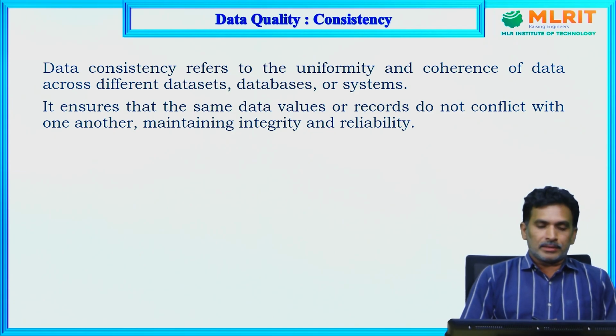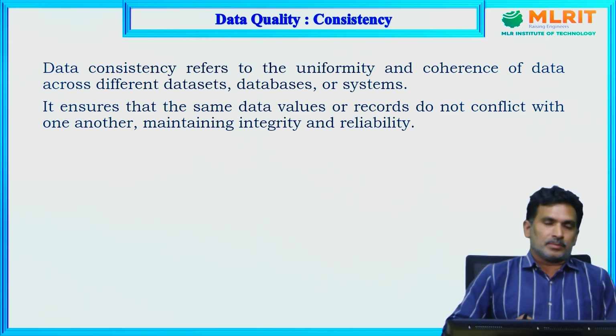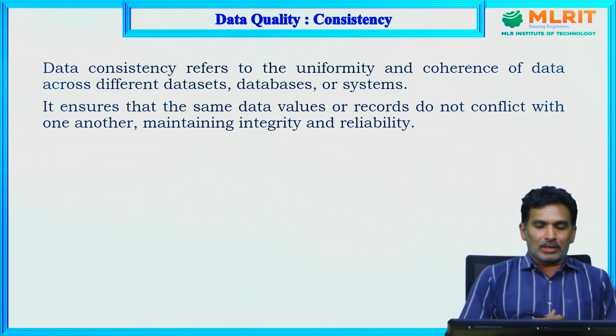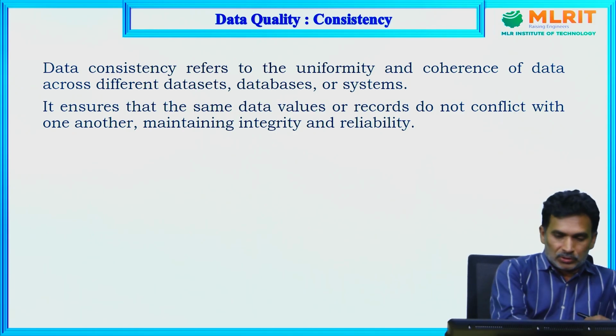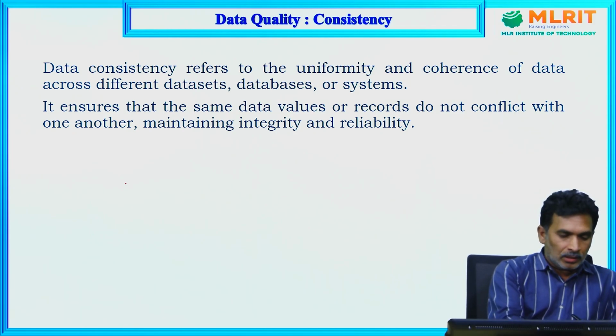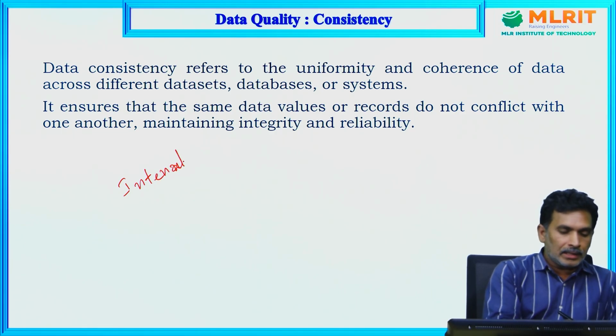Another factor which comprises data quality is consistency. Data consistency refers to the uniformity and coherence of data across different data sets, databases, or systems. It ensures that the same data values or records do not conflict with one another, maintaining integrity and reliability. There are two main types of consistency: internal consistency and external consistency.